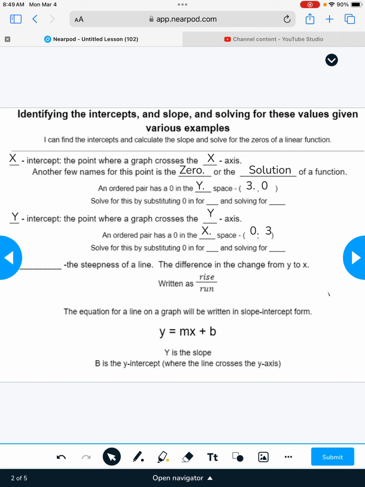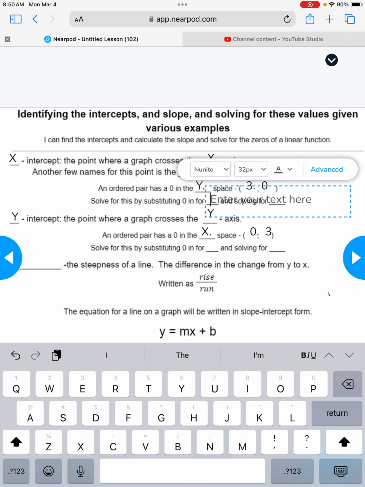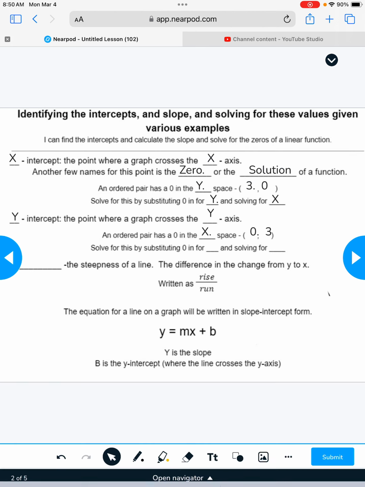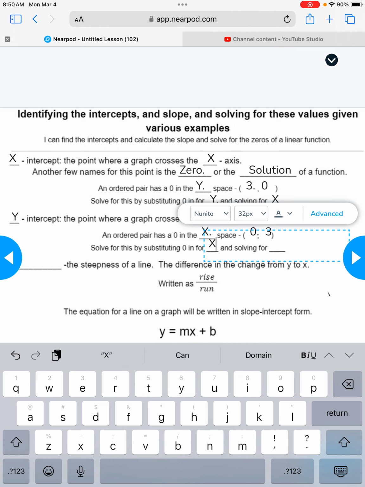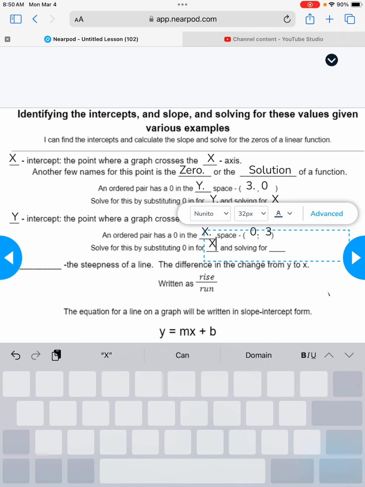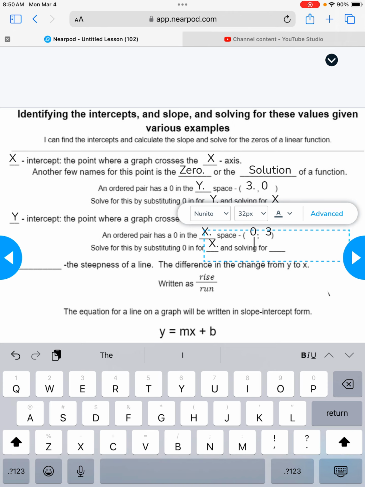Now, for each of these, you're going to substitute 0 in for the opposite value. Just like up here where the y value was 0, you're going to substitute 0 in for y and then solve for the x that's there. On the y-intercept one, you're going to take the 0 and substitute it in for the x, and then you're going to solve for the y value that we would end up with.